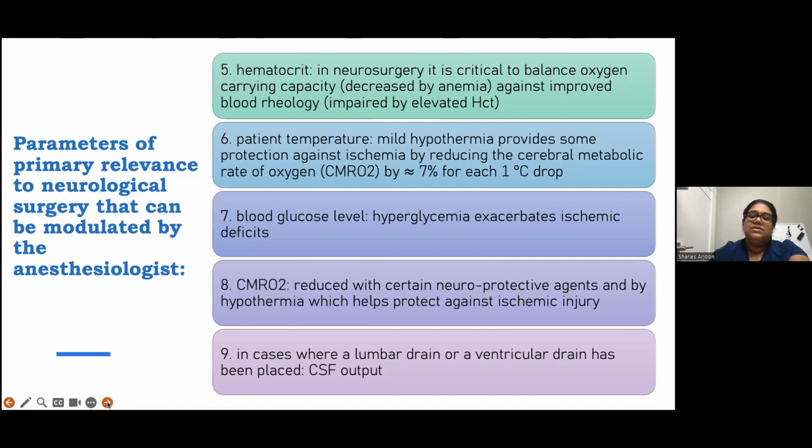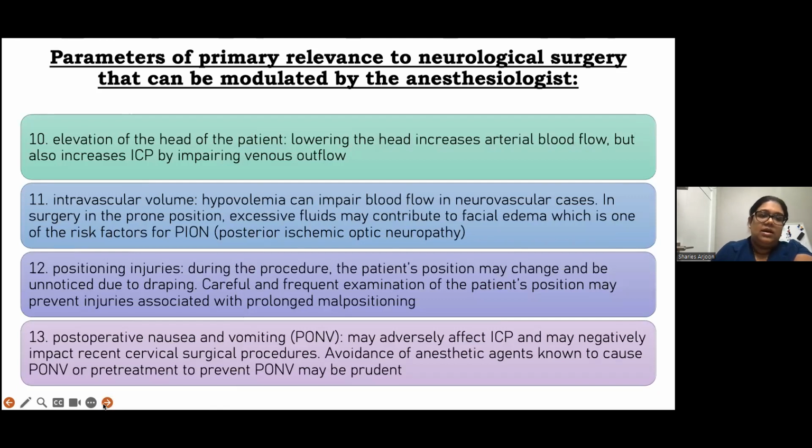Blood glucose levels: hyperglycemia exacerbates ischemic deficits, and the cerebral metabolic rate of oxygen is reduced with certain neuroprotective agents, as we will discuss later, and by hypothermia, which helps protect against ischemic injury. And in cases where lumbar drains or ventricular drains have been placed, CSF output can also be modulated. Elevation of the head of the patient.